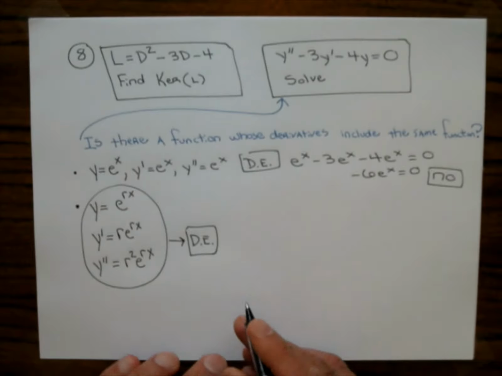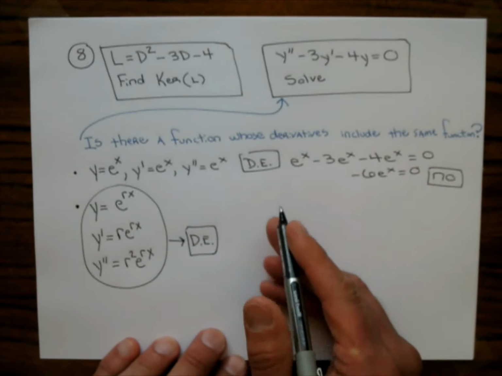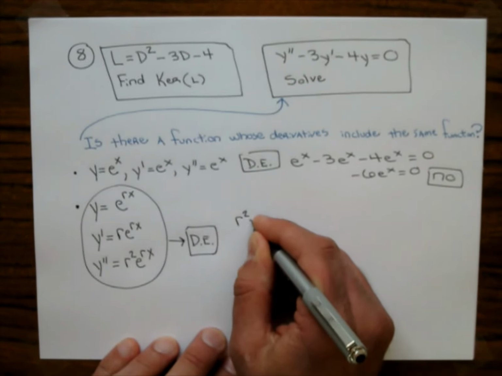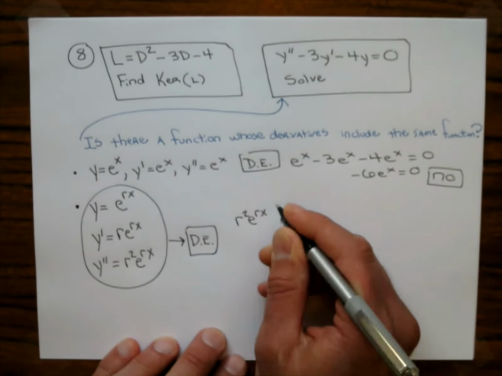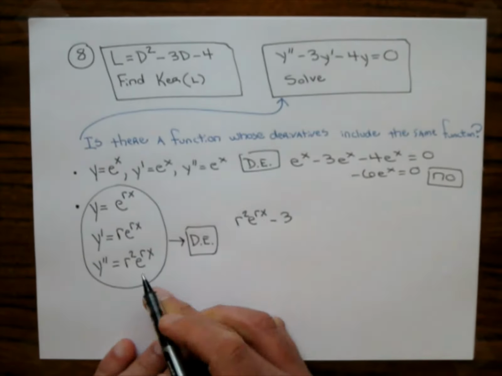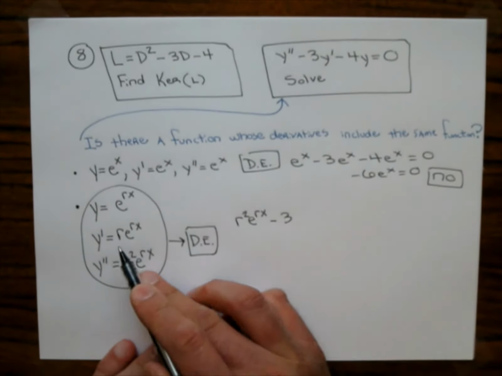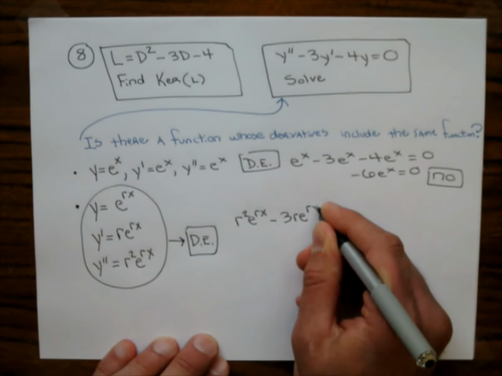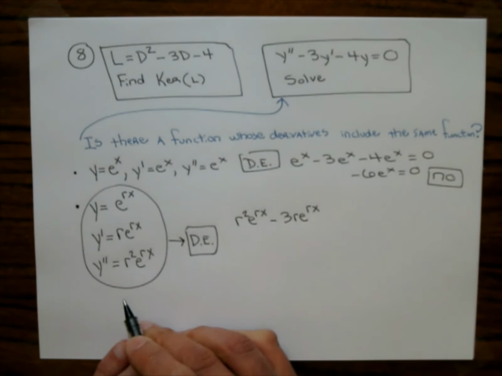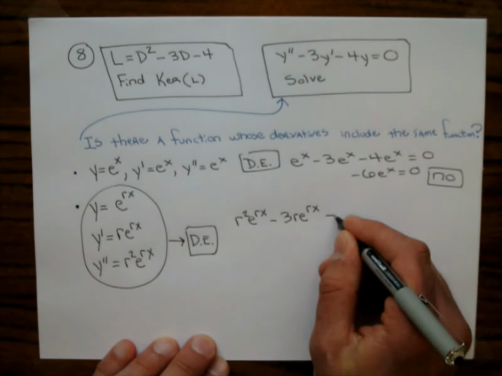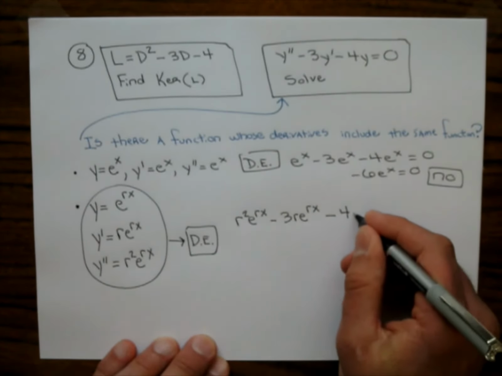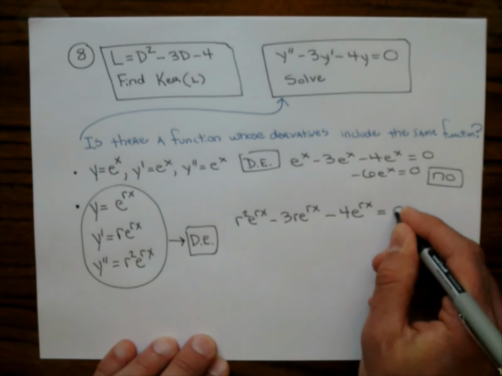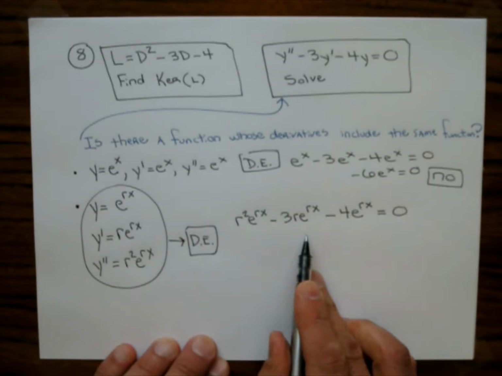We're going to see what we get. When I do, I end up getting y double prime, which is r squared e to the rx, minus 3 y prime, which is r e to the rx, and then minus 4 times y, which is e to the rx. This equals 0. Okay, so I have this equation here.